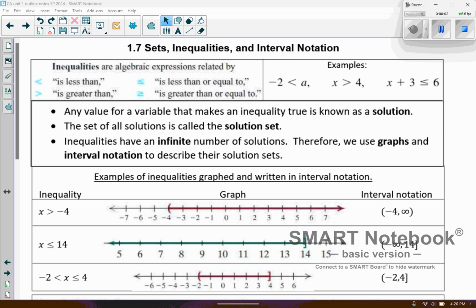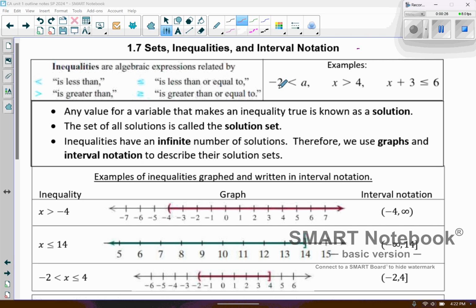All right, so now we're on to sets, inequalities, and interval notation. What we're going to do here is focus on inequality expressions. Hopefully we're familiar with many of these: less than, greater than, less than or equal to, greater than or equal to. And then here are just some examples.